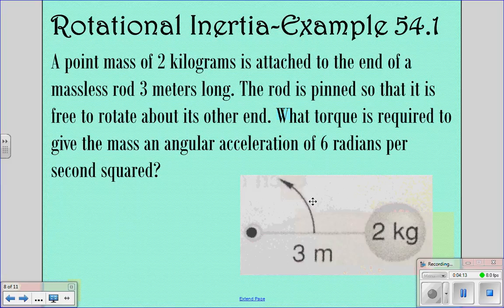So we're going to use our formula. We have m r squared and then times our angular acceleration. So our mass is the 2 kilogram mass.